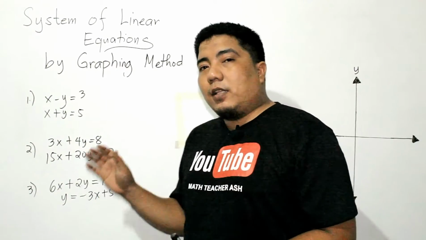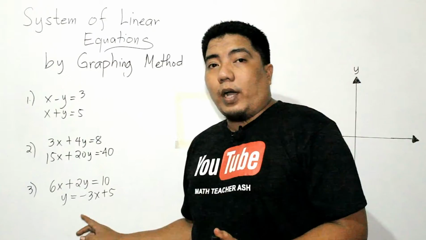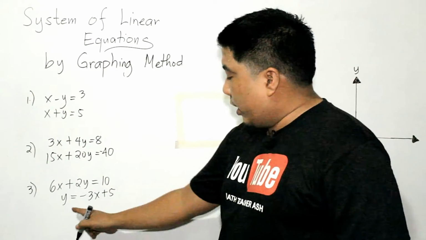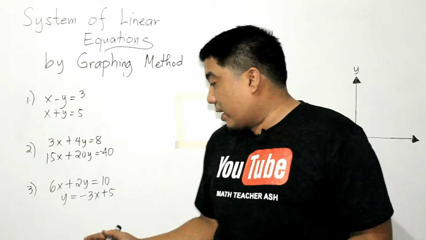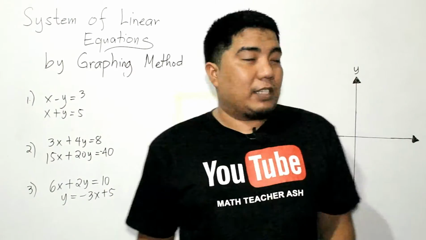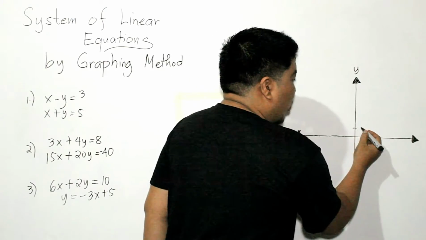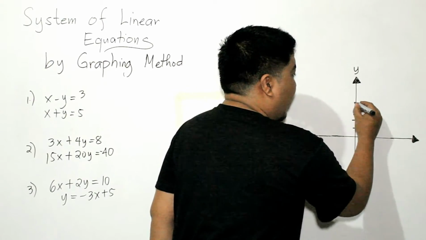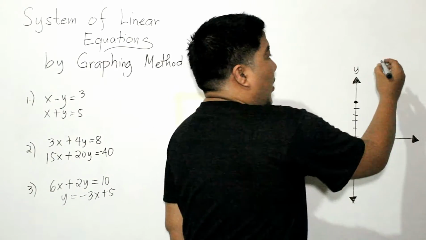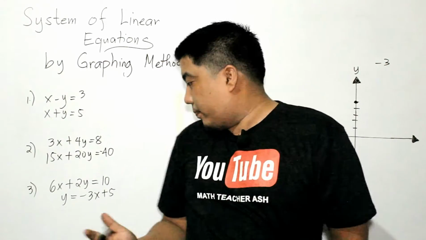Now, as you can see in these two equations, the second one is already in its slope-intercept form. So what we can do is we can already graph our second equation. It is located at positive 5, the y-intercept. So that is 1, 2, 3, 4, 5. So that is here.